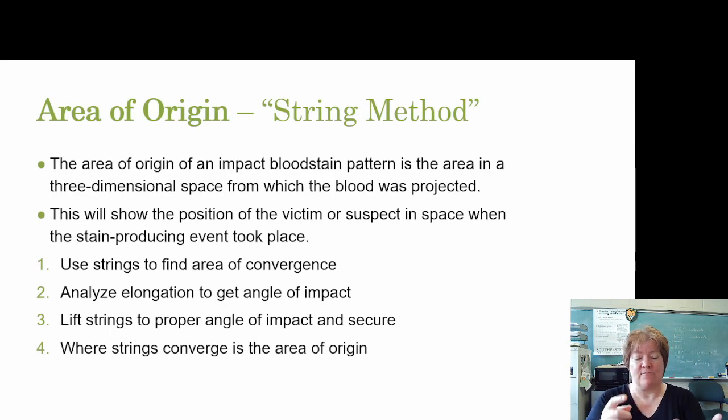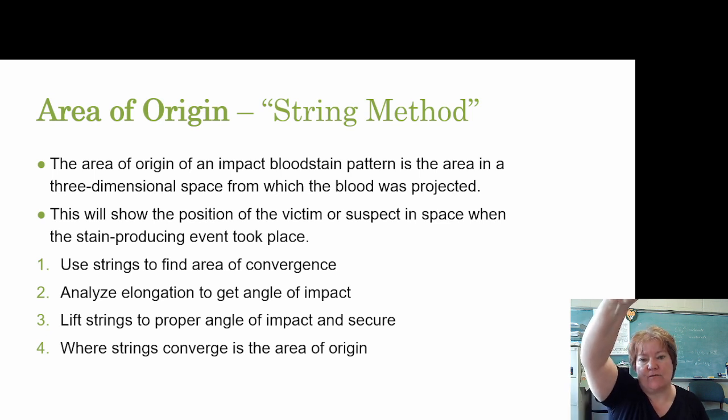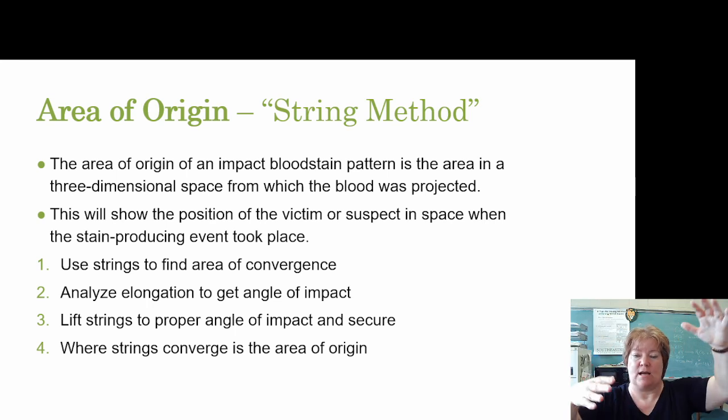So then I now have the angle, and I know the area of convergence. We can use that to reconstruct a 3-dimensional model using string. This is called now, instead of the area of convergence, the area of origin. So I first find the area of convergence, and then analyze the angles. Then by using protractors and the angles from the actual spatter, the area of convergence is lifted up until it's at the right angle, and that gives you a 3-dimensional picture of it.